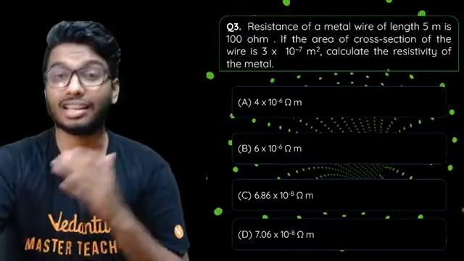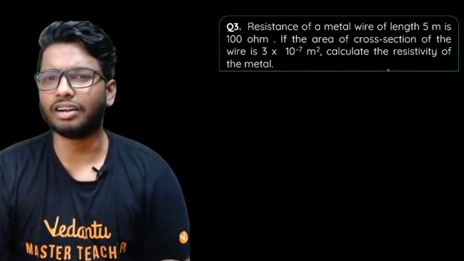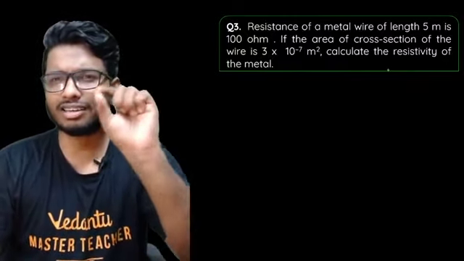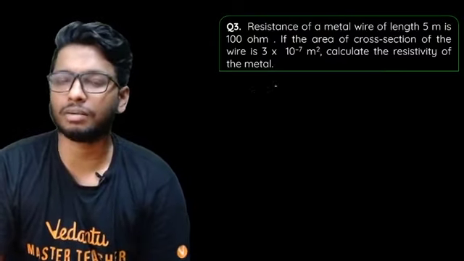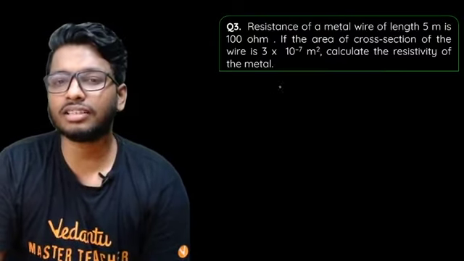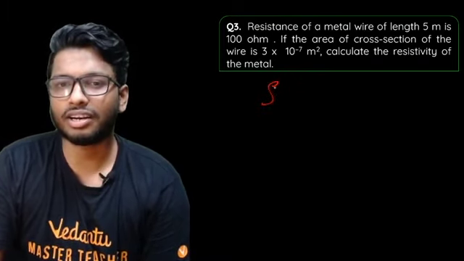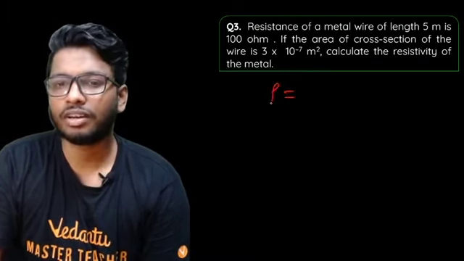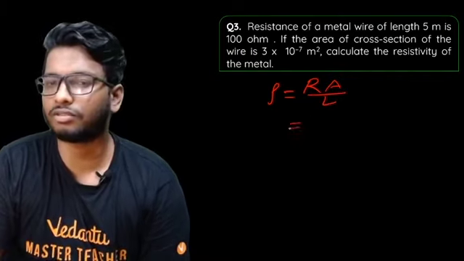Once again, people, it's actually a very simple question. The calculation might be a tiny little hard, but the formula and everything is actually pretty straightforward. So here's the thing, guys. I know that I have to calculate the resistivity. So resistivity is equal to the resistance into the cross-sectional area divided by the length of the conductor.